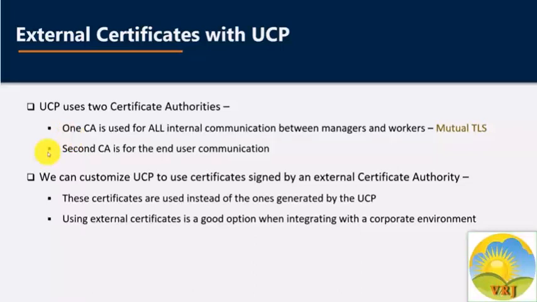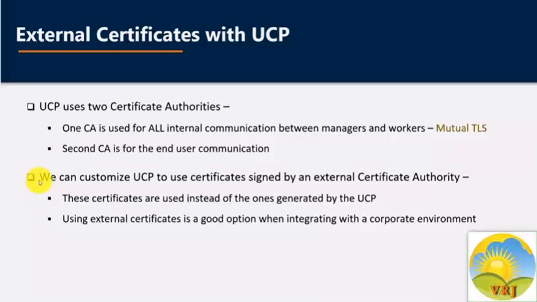The second CA is for the end user communication. Two communication paths are vital to keeping the traffic segregated. While adding a worker node, we know that a join token is used. The token itself incorporates the checksum of the CA certificate for communication with the manager node.